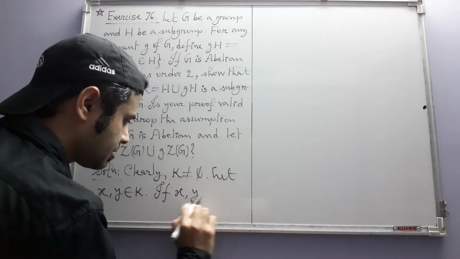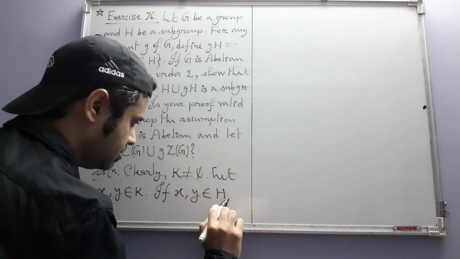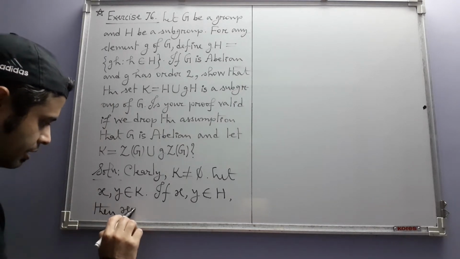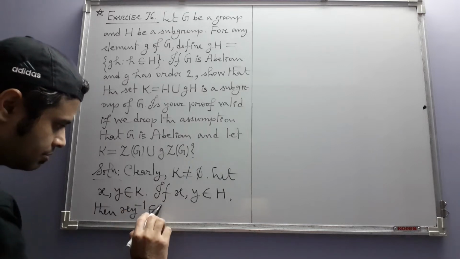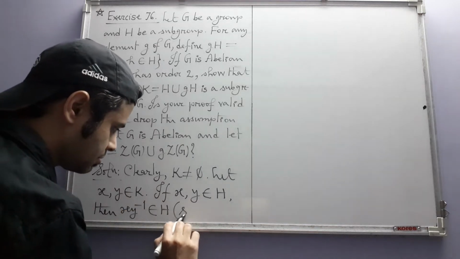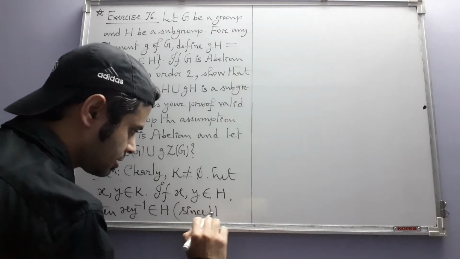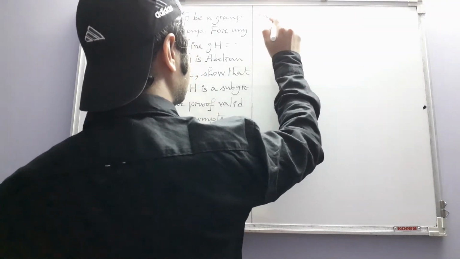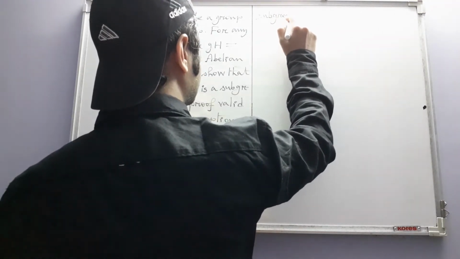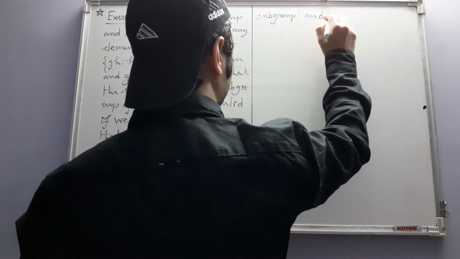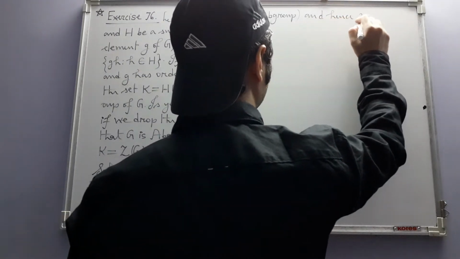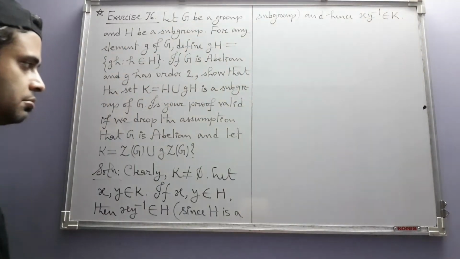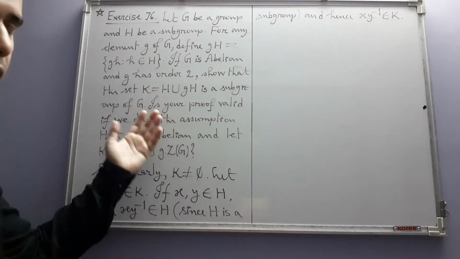If it happens that x and y are both in H, then definitely xy inverse is also in H, since H is a subgroup. And hence xy inverse belongs to K because H is contained in K.